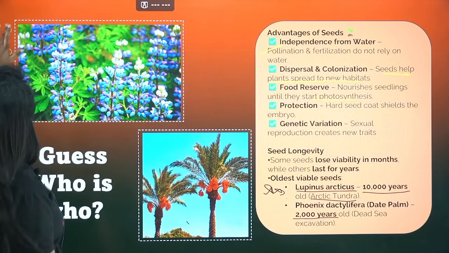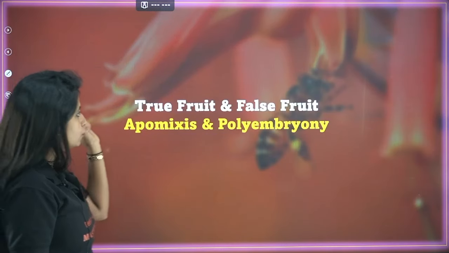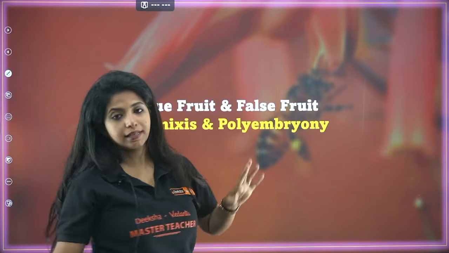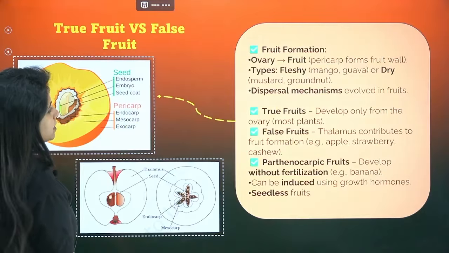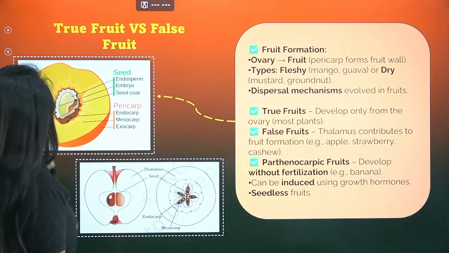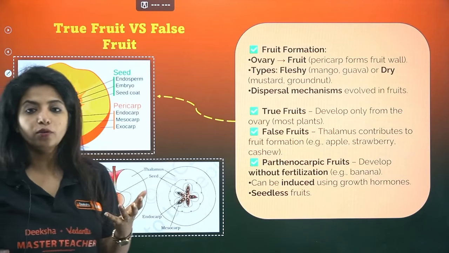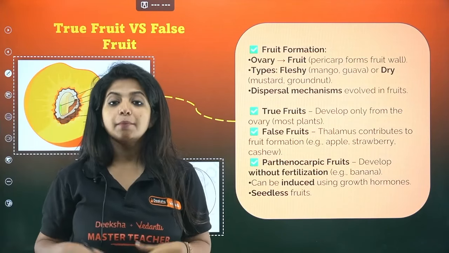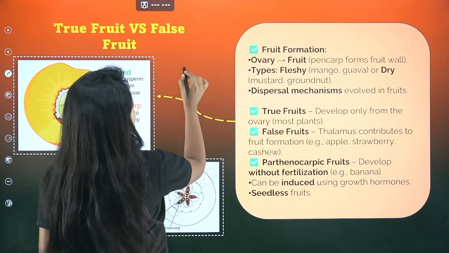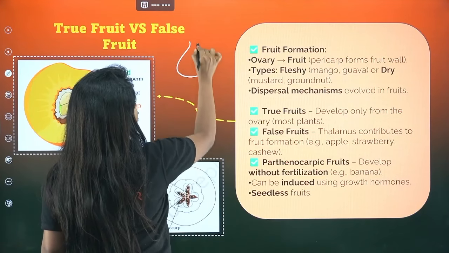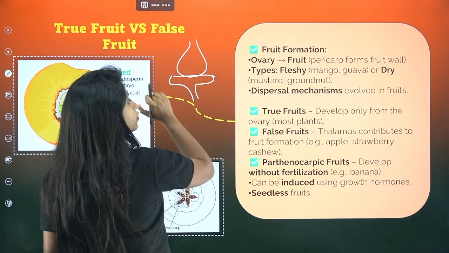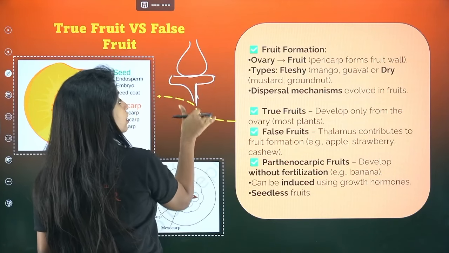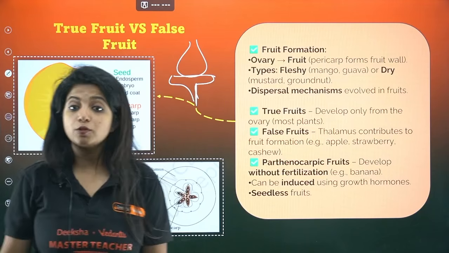Cool. Now we have one more thing, and that is the true fruit and false fruit, and also apomixis and polyembryony. What do you mean by true fruit and false fruit, and what do you mean by apomixis and polyembryony? Listen to me carefully. Sometimes the ovary, the ovary is the one that forms the fruit, right? But sometimes it's not just the ovary, it can be something else also. So the ovary lands on the thalamus. So this thalamus can also take part in the formation of fruit. Or the pedicel, that also can take part in the formation of fruit.